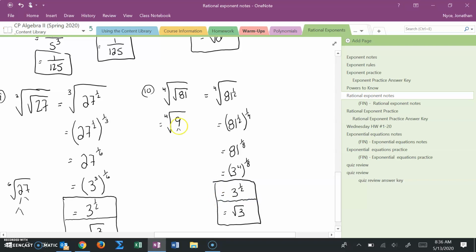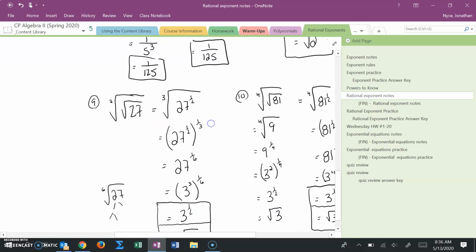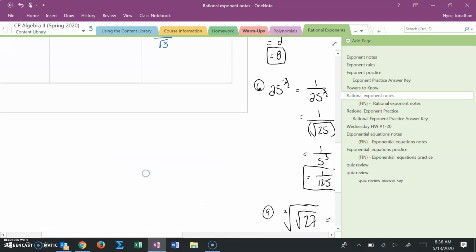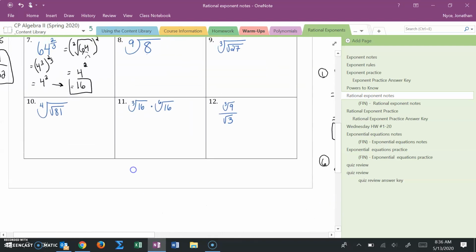We could also do that from the 4th root of 9. We can rewrite this as 9 to the 1/4 power. 9 we know is 3 squared, and 2 times 1/4 is 1/2. You end up getting 3 to the 1/2, same thing as the square root of 3. So again, you have a lot of different options with these problems. It's really a matter of personal preference in terms of what you'd rather do.